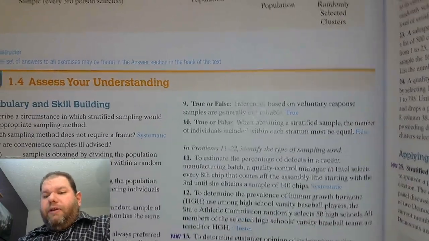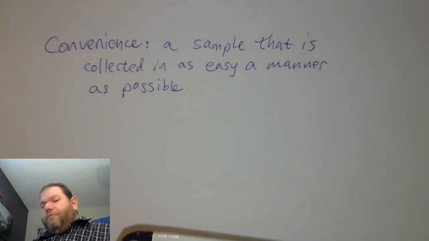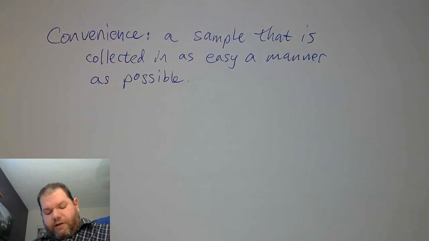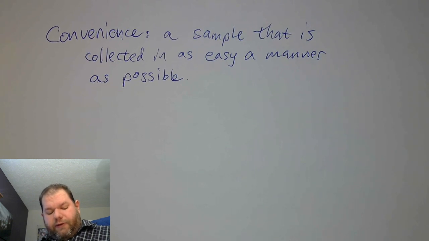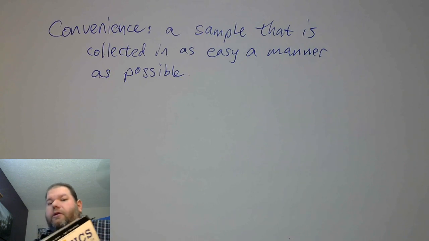So number 14. Whoops. Showing the answer on the screen again. A member of Congress wishes to determine her constituency's opinion regarding estate taxes. She divides her constituency into 3 income classes, low, medium, and high. She then takes a simple random sample of households from each of those income classes. So which sampling method would that represent?